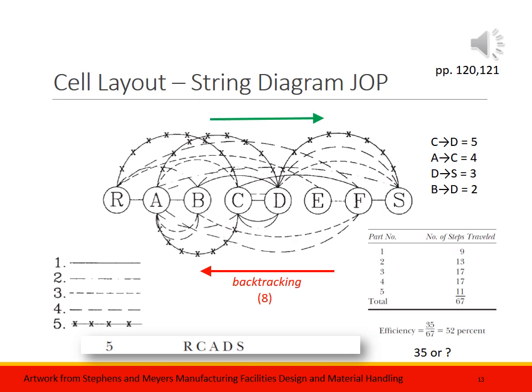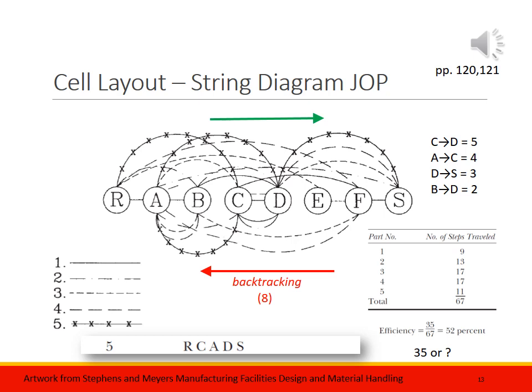If all 5 parts that you were making went from R to S, from A through F, 1 step each time, no backtracking, that would be a total perfection of 35 steps. So that's the perfect process. But we had 67 steps. So our efficiency was 52%. All right, well, great. And you can get the idea.